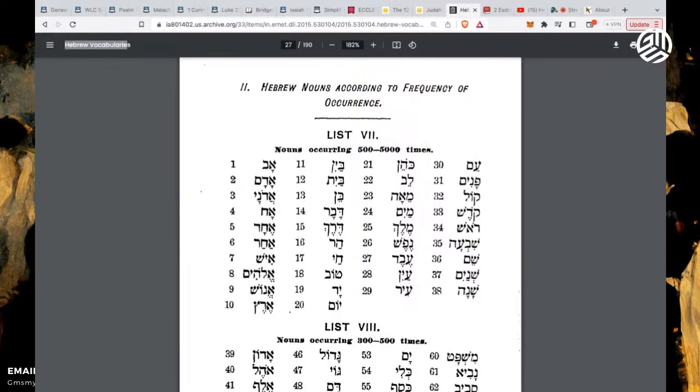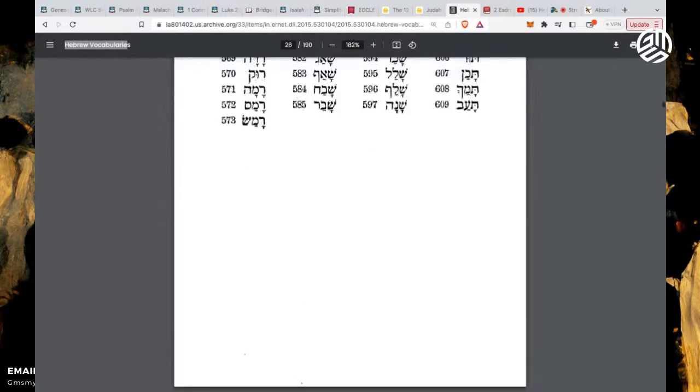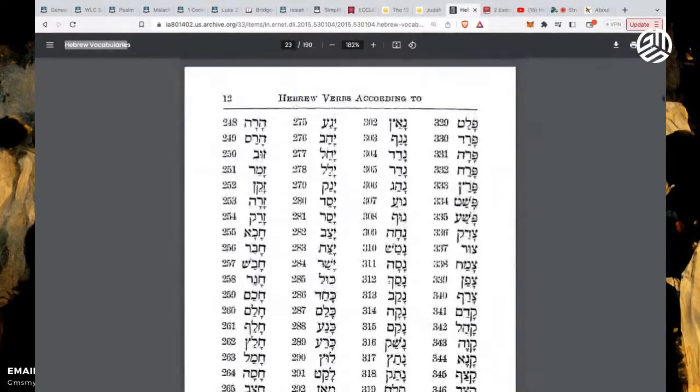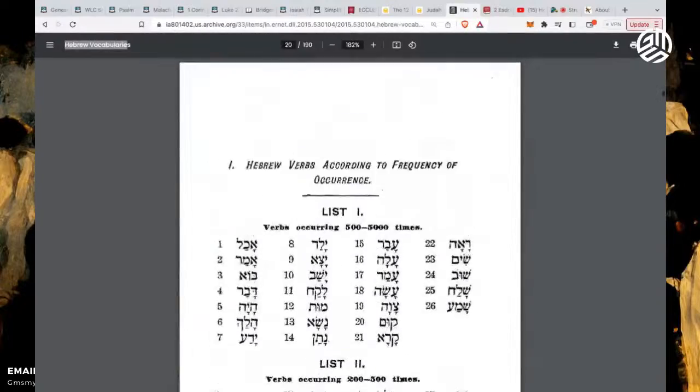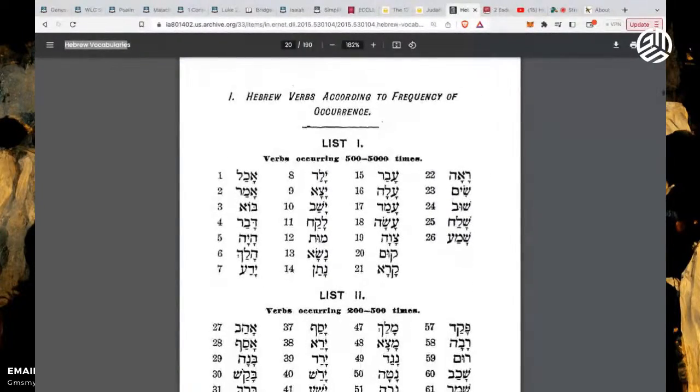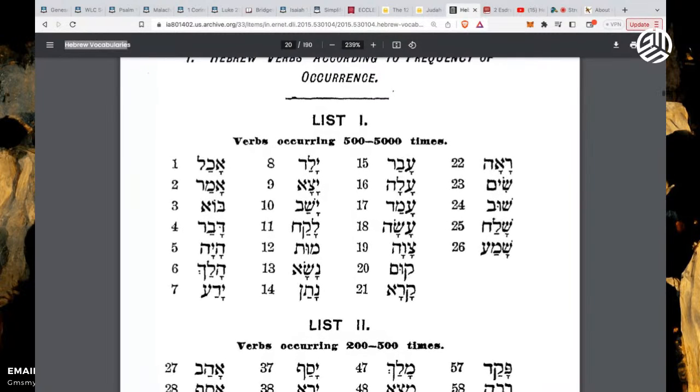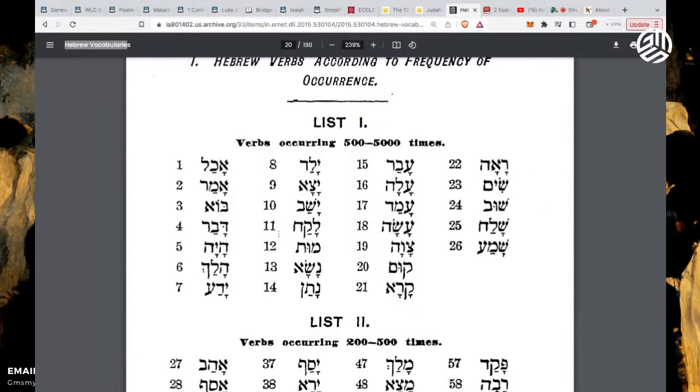So this is a list of the most frequently occurring nouns here. And of course, you're going to have to go back and make your own flashcards. You got to have the flashcards to get it down. And then also a list of the most frequently occurring verbs. For example, akal means to eat. Amar means to say.